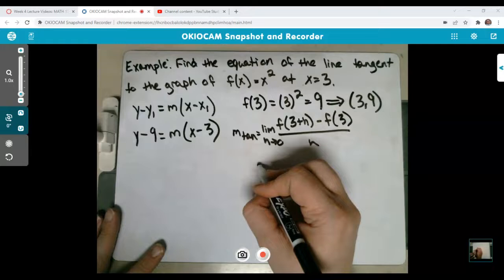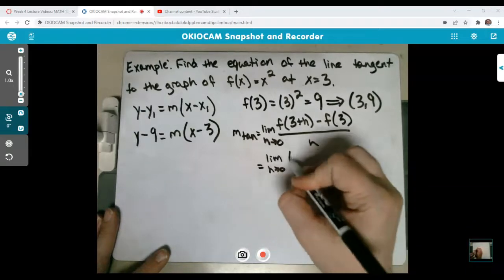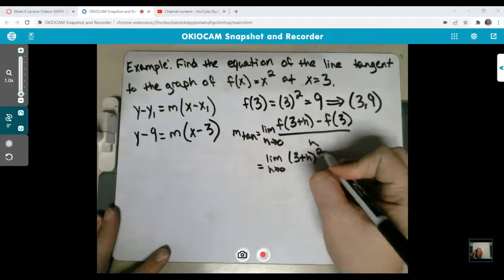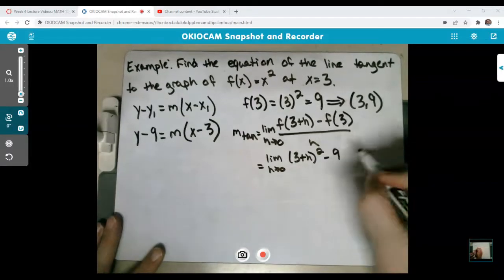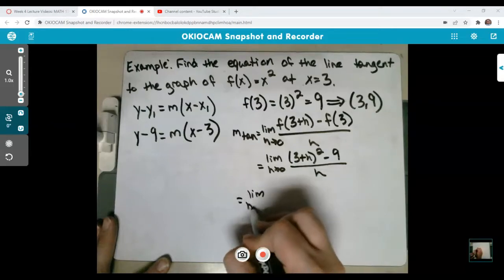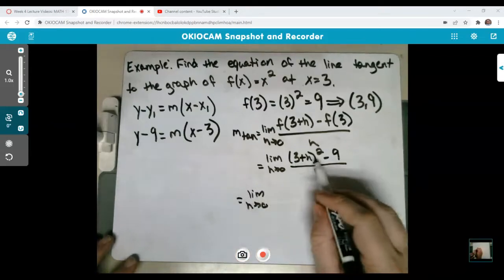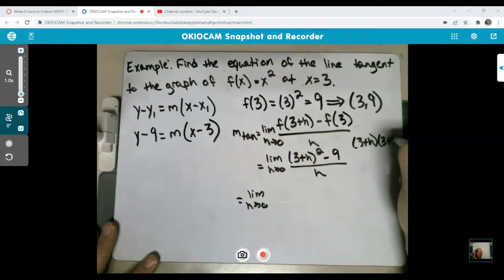So f of 3 plus h. That's going to be 3 plus h squared minus f of 3, which we already said was equal to 9, all over h. That's going to give us the limit as h goes to 0 of 3 plus h squared. I would write 3 plus h twice and multiply that out.